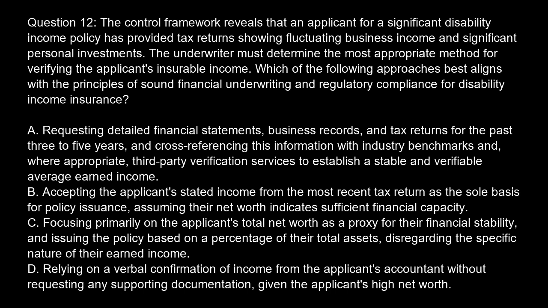income. Option B. Accepting the applicant's stated income from the most recent tax return as the sole basis for policy issuance, assuming their net worth indicates sufficient financial capacity. Option C. Focusing primarily on the applicant's total net worth as a proxy for their financial stability, and issuing the policy based on a percentage of their total assets, disregarding the specific nature of their earned income. Option D. Relying on a verbal confirmation of income from the applicant's accountant without requesting any supporting documentation, given the applicant's high net worth.